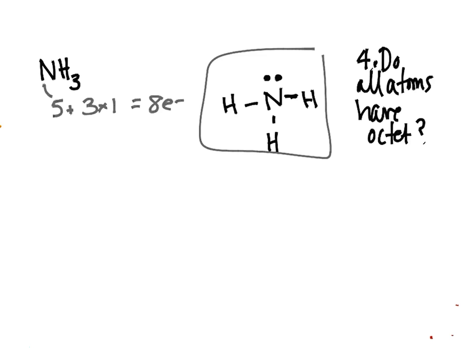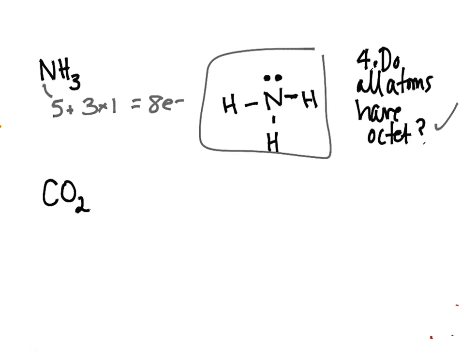Finished. And number 4, we're going to ask ourselves the question, do all atoms have an octet? In this case, the answer is yes. If the answer were no, you would use double bonds and triple bonds to satisfy the octet. In this case, they do. Now we're going to move on.